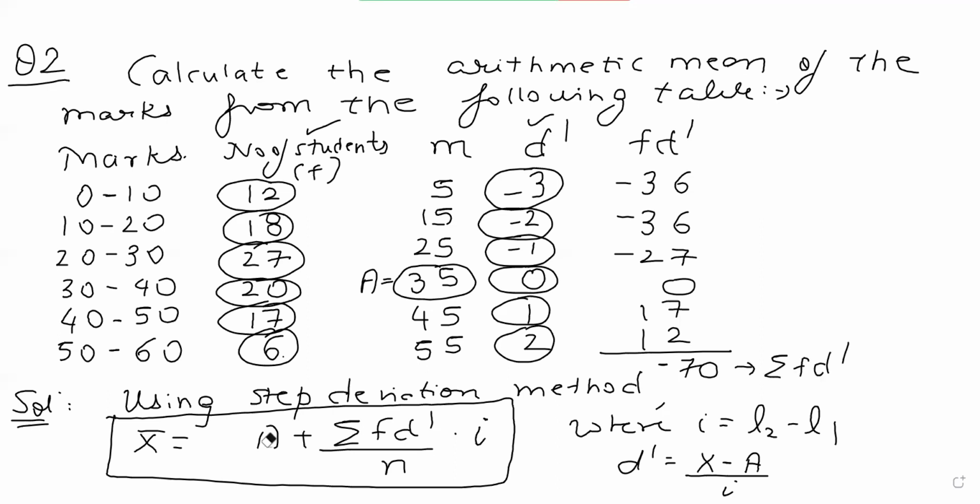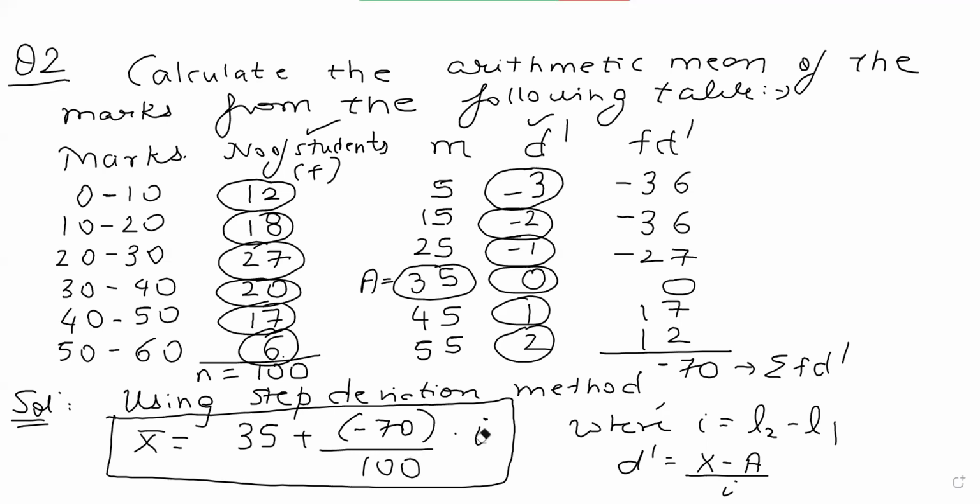Now I can plug in all the values. What is my assumed mean? 35. What is my summation fd dash? Minus 70. What is my N? My N is the sum of all frequencies. Add them up: 12 plus 18 plus 27 plus 20 plus 17 plus 6. N is 100, the sum of all frequencies. So I can erase this and write N is 100.